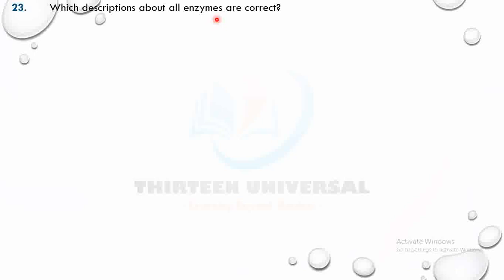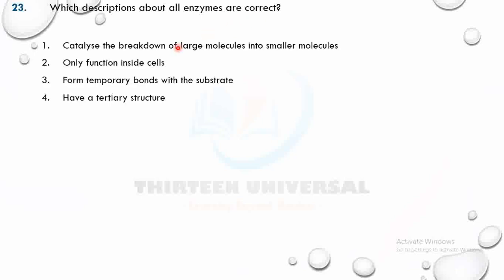Which description about all enzymes is correct? All enzymes. Solve the question. They catalyze breakdown of large molecules into small molecules. Not all enzymes catalyze the breakdown, because some of them join smaller molecules to form large molecules. This is a hydrolytic reaction, and some of them also carry out condensation reactions. So all enzymes do not do this.